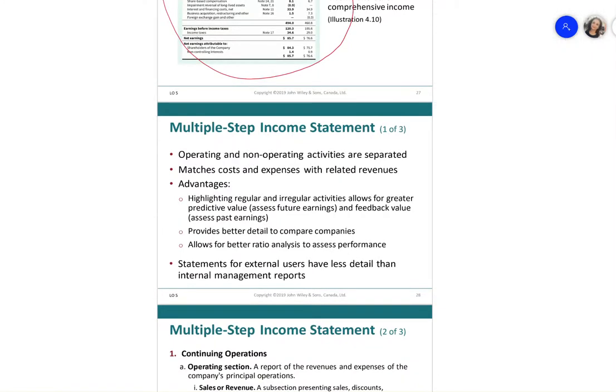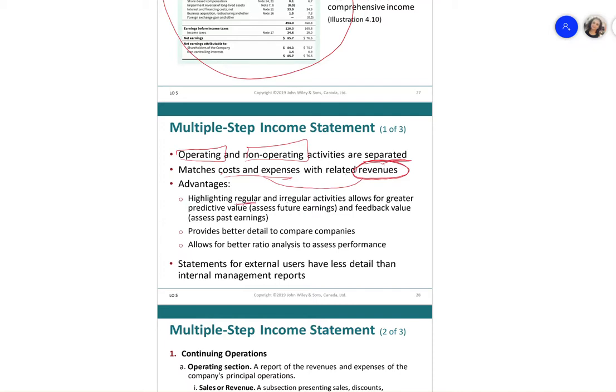Now, a multi-step income statement takes longer. If something takes longer, of course, it's going to be costly for the company too. In a multi-step income statement we separate our operating activities from the non-operating activities, and we match the costs and expenses related to those revenues. Of course, we follow the matching principle when we're creating our multi-step. So we match the costs and expenses to what? The revenue. The advantage of a multi-step income statement is highlighting regular and irregular items.